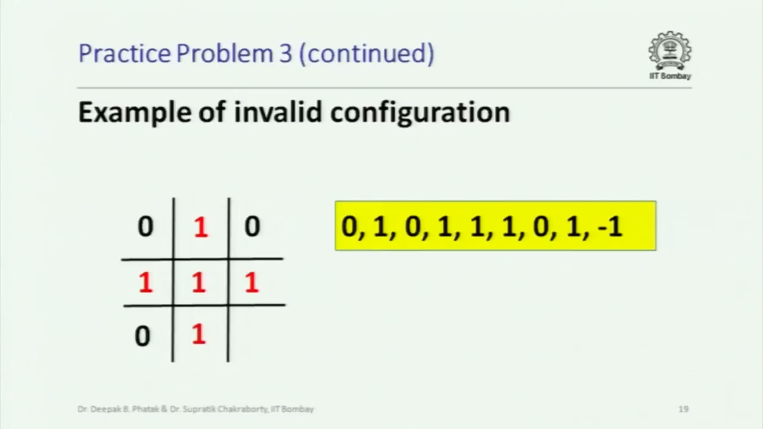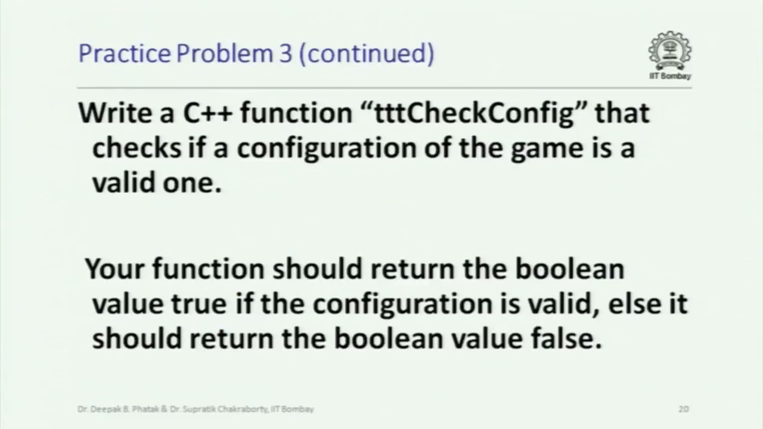So, an example of an invalid configuration. This is an invalid configuration. Somebody has already won. Player 2 has already won and you are putting one more one for him, which is incorrect. The problem is now here. So you should note down this problem very specifically.